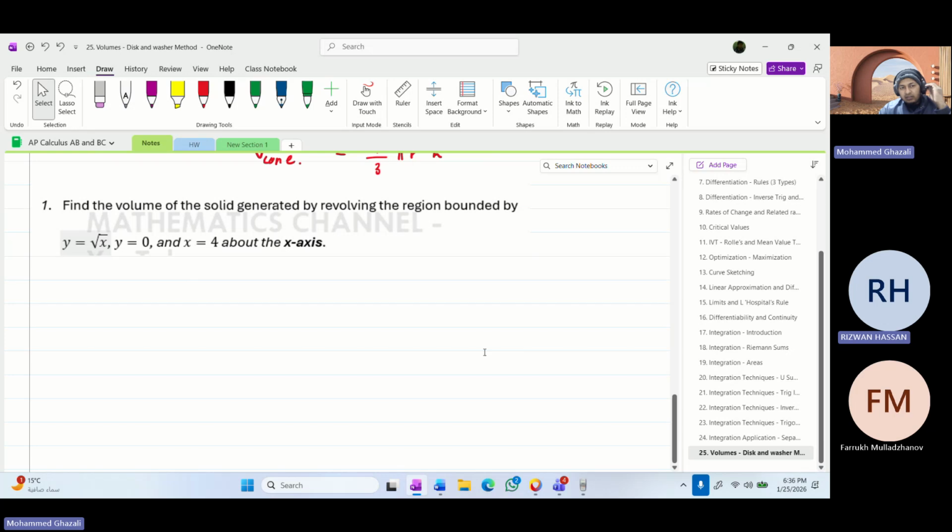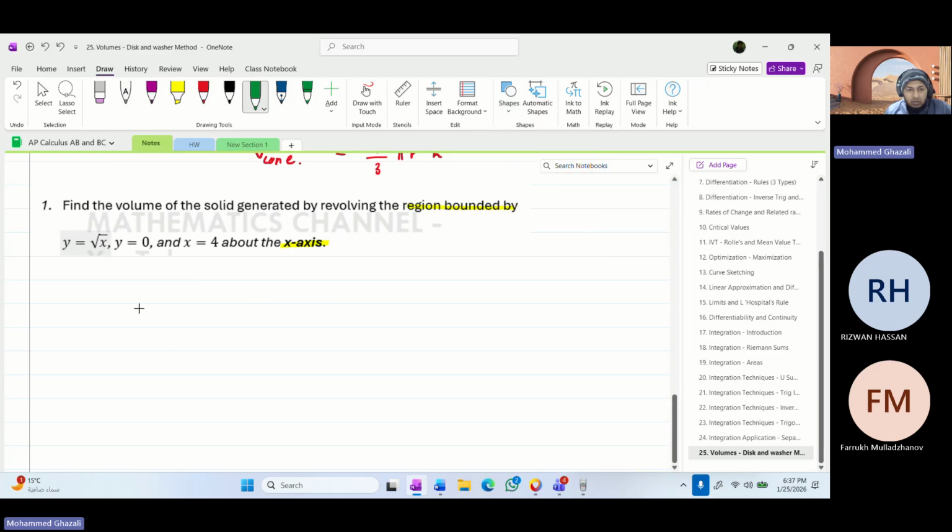Okay. Find the volume of the solid generated by revolving the region bounded by y equals root x, y equals 0, and x equals 4 about the x-axis. So you need to draw all these curves and ask what we are talking about. Where is the bounded region? And we're revolving around the x-axis, so our integral will be in terms of x.